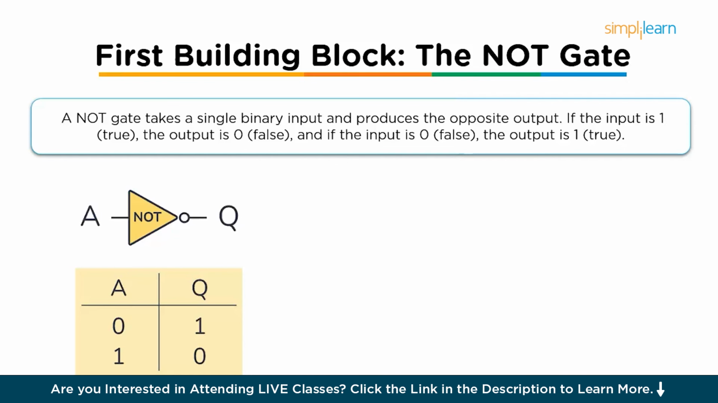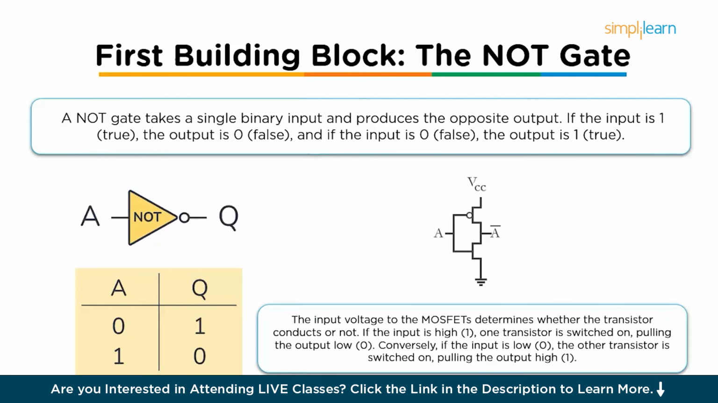In VLSI circuits, the NOT gate is implemented using transistors, and it plays a crucial role in performing logic operations that enable the functionality of microprocessors and memory units. Boolean representation of the NOT gate, which is this. If the input is 0, then the output will be 1, and if the input is 1, then the output is 0. 0 means false and 1 means true.